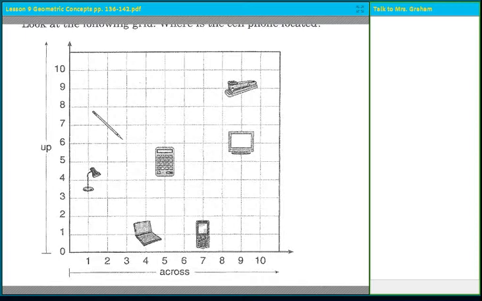Now, does this remind you of anything? Raise your hand if you can think of anything. What does this remind you of? Andrew, what do you think?